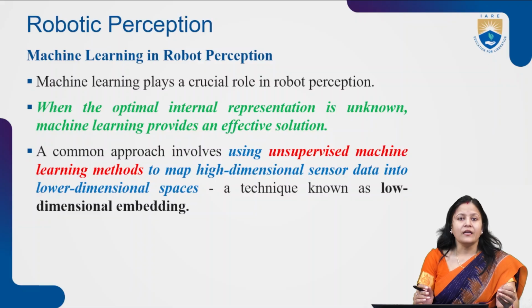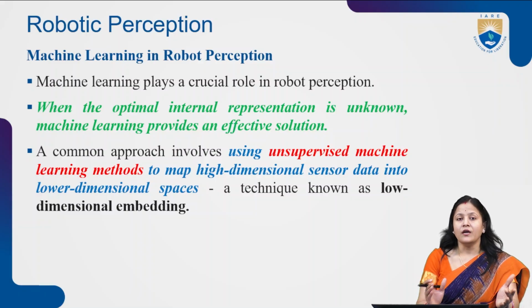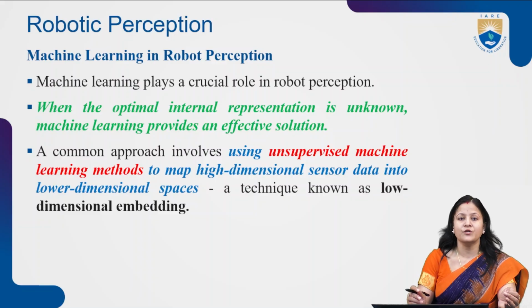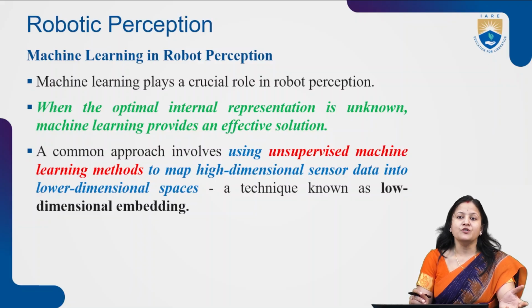Now, one of the important techniques we'll discuss: nowadays, machine learning is also used in robotic perception. Why machine learning algorithms? Because machine learning has the capability of self-learning and self-adaptability, which is not possible using normal AI algorithms. So machine learning plays a crucial role in robotic perception. When the optimal internal representation is unknown, machine learning provides an effective solution. A common approach involves using unsupervised machine learning methods to map high-dimensional sensor data into low-dimensional spaces, a technique known as low-dimensional embedding.